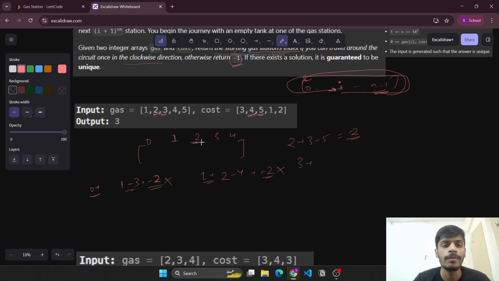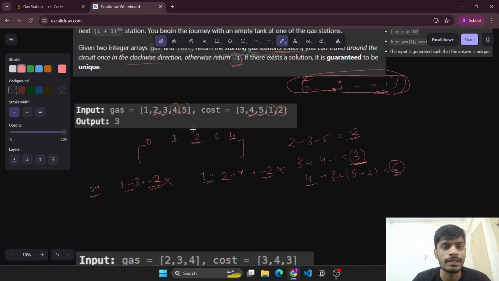Now if we start at 3, we have the gas available as 4 and the cost required is 1. So 4 minus 1 equals 3. Hence we will have 3 extra gas to reach 4. Now we are at the 4th index, so we have 3 extra. Here we have 5 gas available and required is 2. So the new gas will become 3 plus 5 minus 2, which is 6. So now we have reached the 4th gas station with available gas of 6.